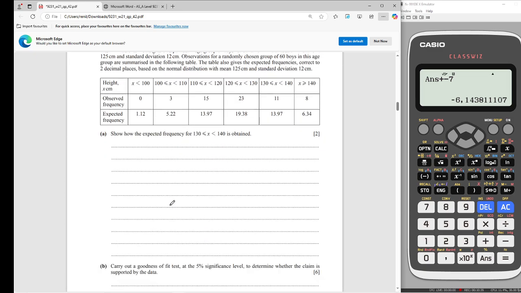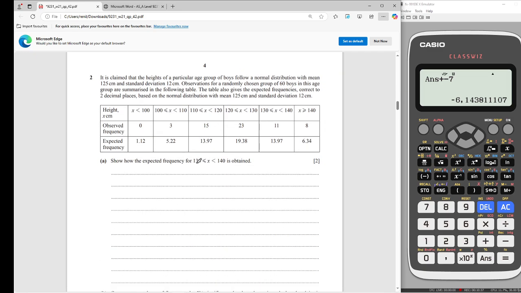Okay, moving on. Show how the expected frequency for this and this is obtained. So firstly, we need to know that the mean is 125, standard deviation is 12. Not very useful for this, but fine, sure. Sample size is 60, and yeah, okay, everything's to 2 decimal places. Show how the expected frequency is obtained. Okay, so we're trying to find for this column right here, how is it going to be 13.97?